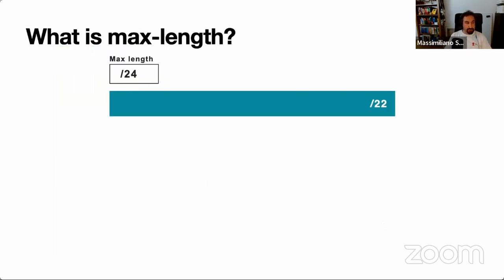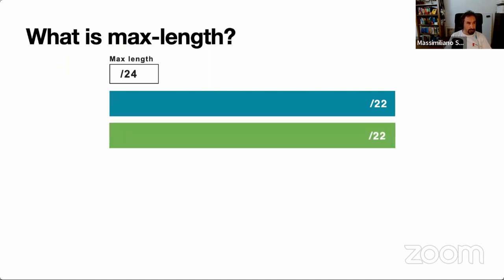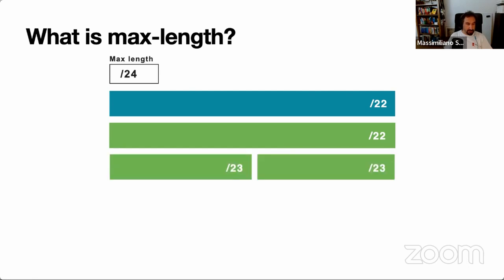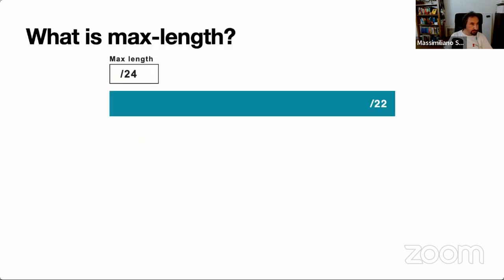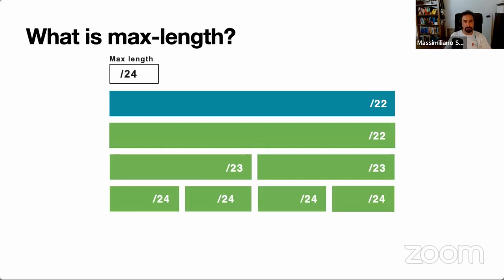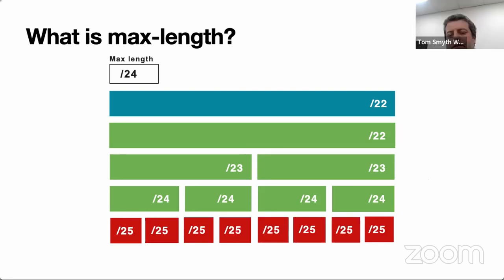Now, how does this work? Assuming we have a max length of 24, imagine you have a prefix that's /22, and max length says up to /24. So the /22 would be valid, and the /23s would be valid. Everything between /22 and /24 would be perfectly fine. /25s, besides the fact that they would be filtered anyways, would not be accepted.